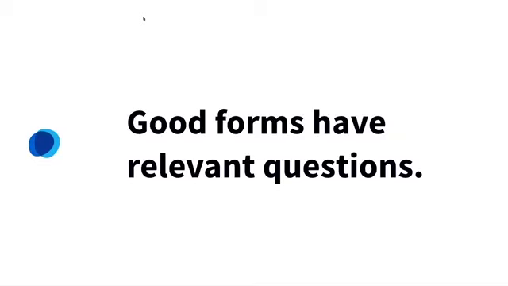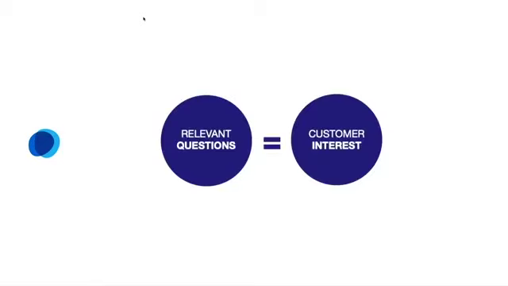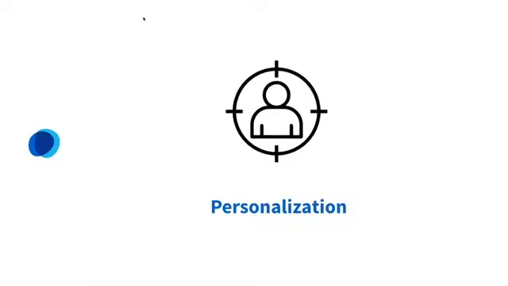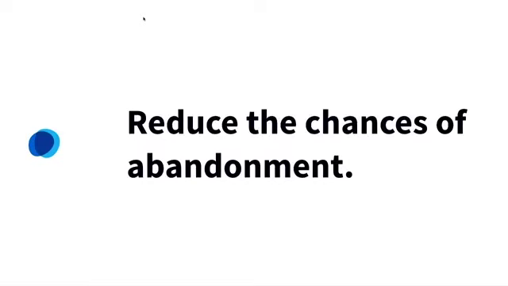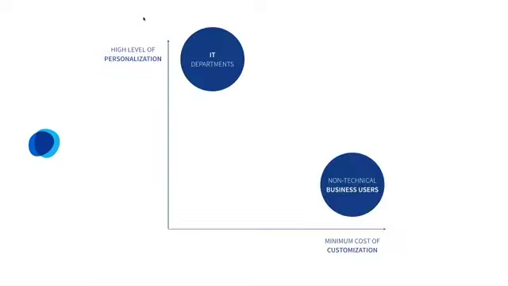The point that I would like to highlight for 7.1, it's the biggest point, is that good forms have relevant questions. We are talking about personalizing the experience when people are filling out forms, because we believe that relevant questions attract customers' interests, and they don't abandon forms, and that's something that we want to avoid, forms abandonment. So we're taking down personalization to reduce the chances of abandonment in forms.